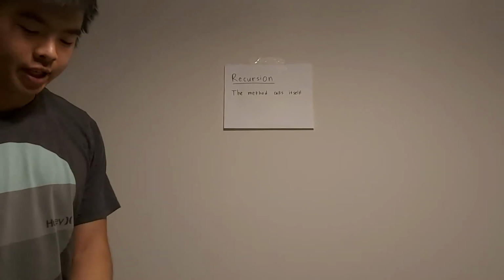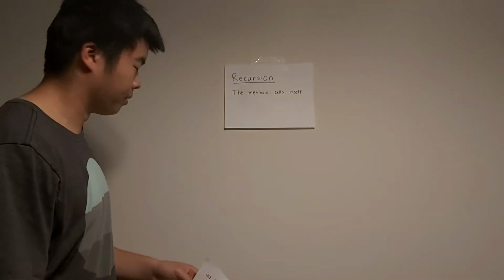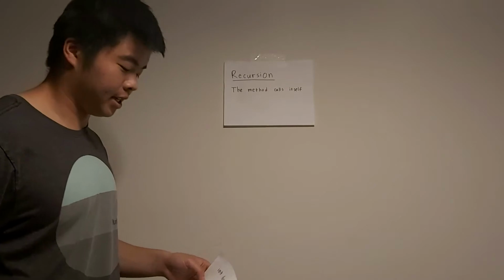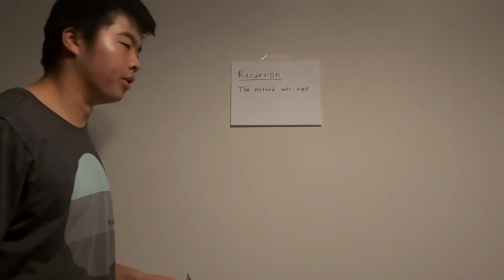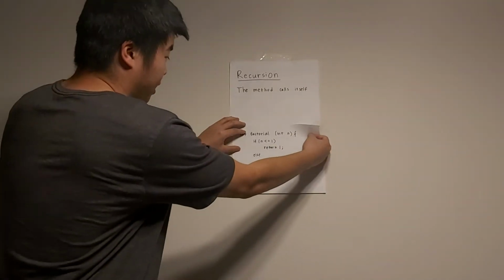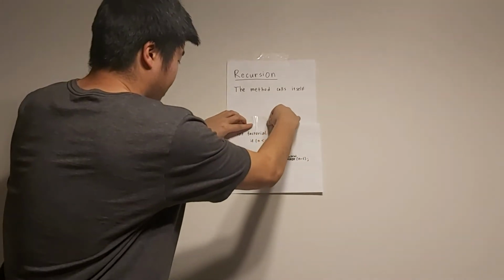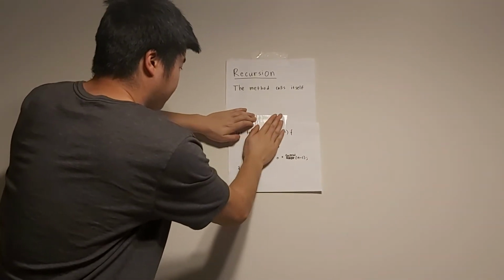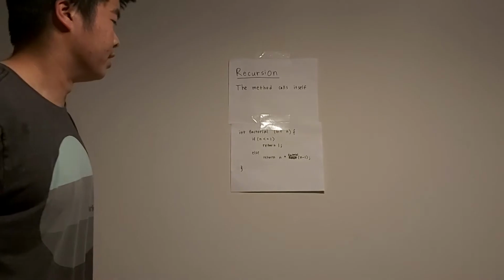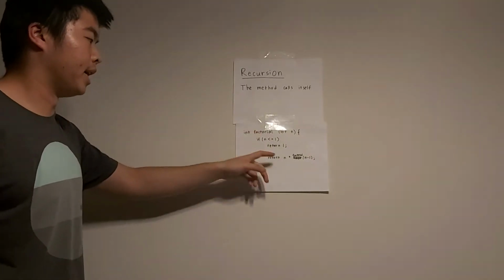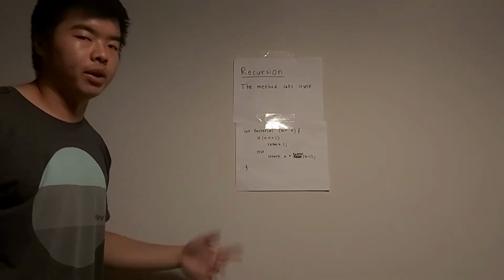Here's an example of a very simple recursive function. You've probably seen it in class before: it's the factorial function, or factorial method. Right here, you can see that it's a factorial method and it calls on itself again on the bottom.